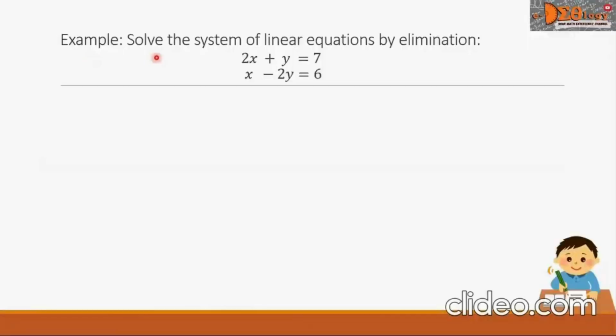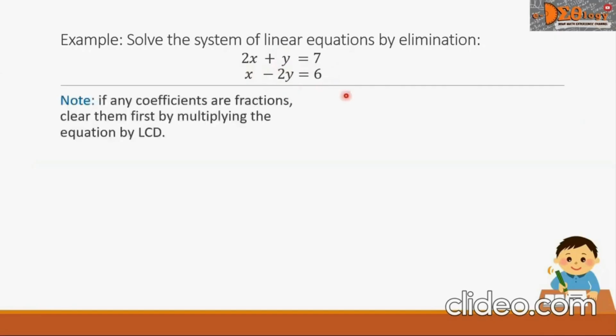An example. Solve the system of linear equations by elimination. We have the two equations. The first is 2x plus y equals 7. The second is x minus 2y equals 6. There is a note that if any coefficients are fractions, clear them first by multiplying the equation by the LCD, or the least common denominator. But in our example here, there is no fraction.